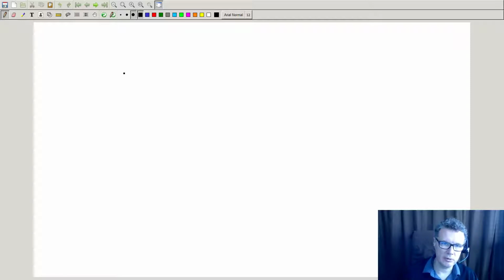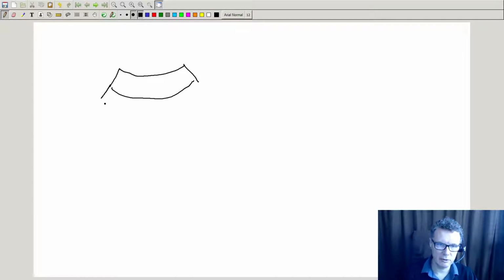So we've got a curved beam like this. Let's make it quite fat actually.